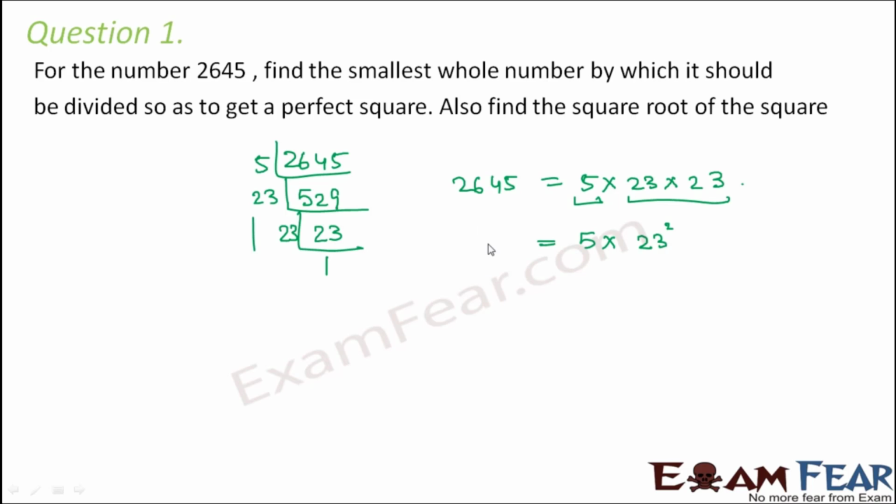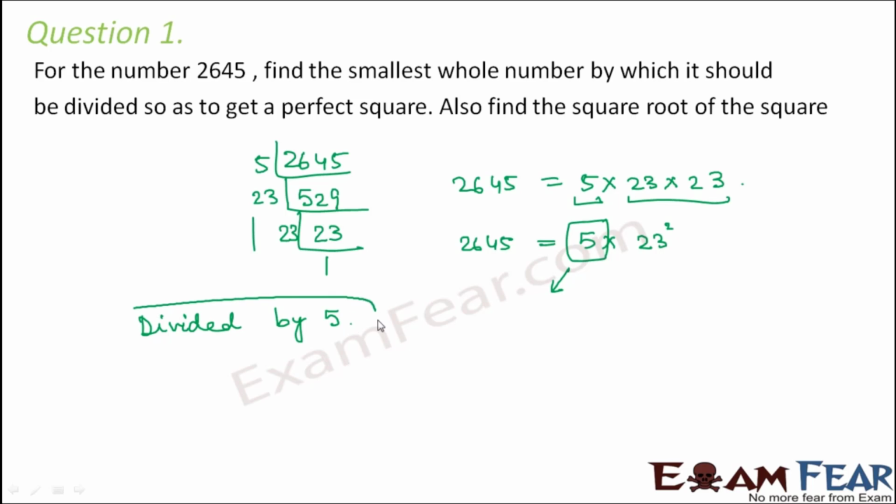So now what do you see? Do you think that 2645 is a perfect square? No, it is not, because you cannot write it as square of a single number because 5 exists singly. So then what should we do? What can we do to get a perfect square from this? Because the question asks what is the smallest whole number by which it should be divided so as to get a perfect square. So what is that extra thing because of which it is not a perfect square? 5 is that extra thing. So if we divide it by 5, then 5 and 5 will get cancelled out. So this will become a perfect square. Therefore, it should be divided by 5.